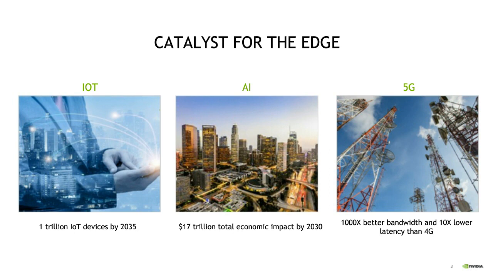It's expected that there's going to be over 1 trillion IoT devices by 2035, or just over 100 IoT devices per person on Earth, which is crazy to think about in terms of the scale. That many devices, it's 100 devices per person on Earth.